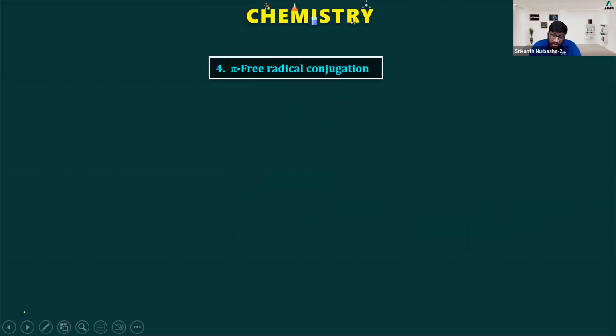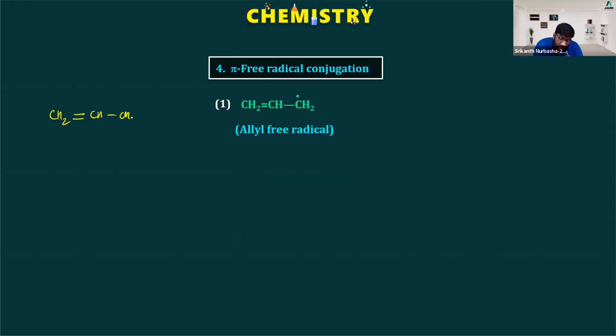Pi free radical conjugation. The pi electron density can be in conjugation with the free radical. How is that possible? CH2 double bond CH CH2 dot. Whenever we have a free radical, you have to assume it like this. CH2 double bond CH CH2 dot means the pi electron density you can treat as 2 electrons. Of the 2 electrons, you give 1 electron to this carbon and the other electron to the other carbon. So you can imagine it like CH2 dot CH dot CH2 dot. You don't need to write the structure, but you just imagine it.